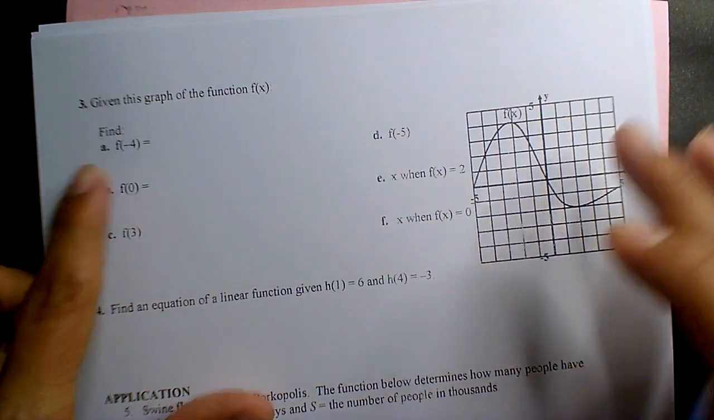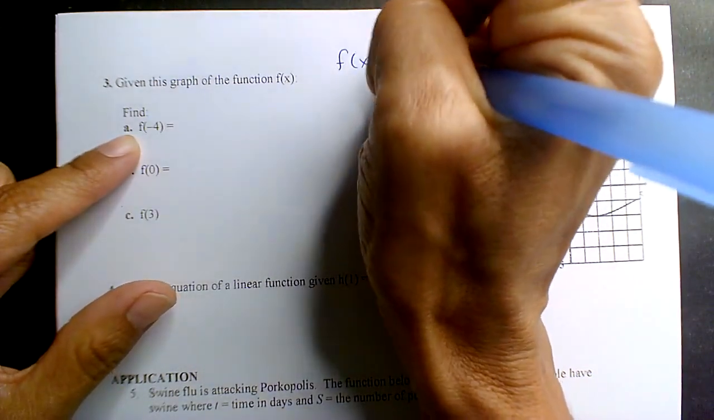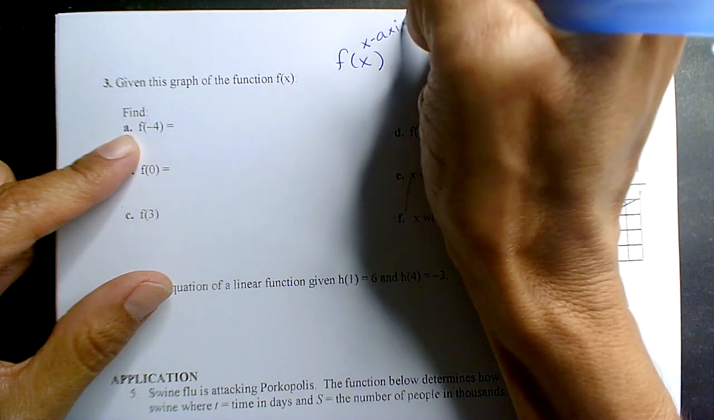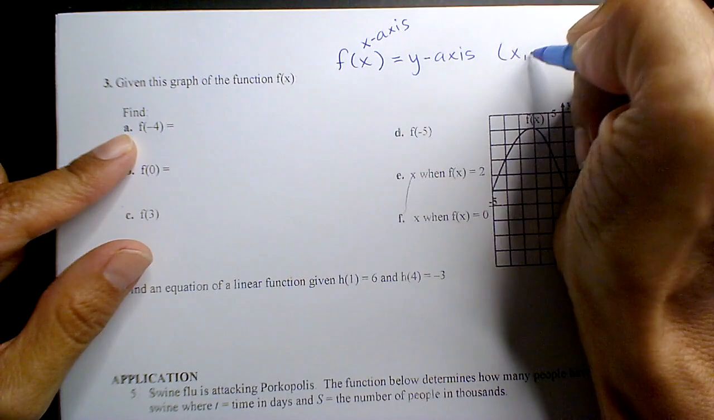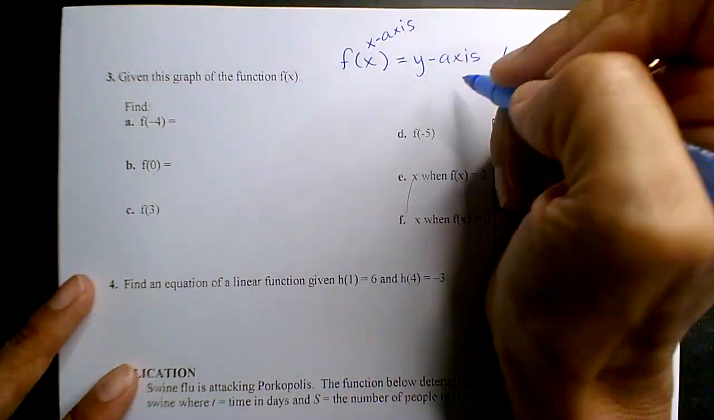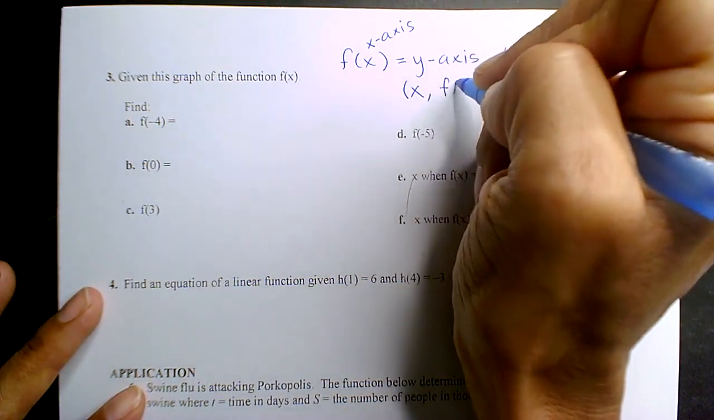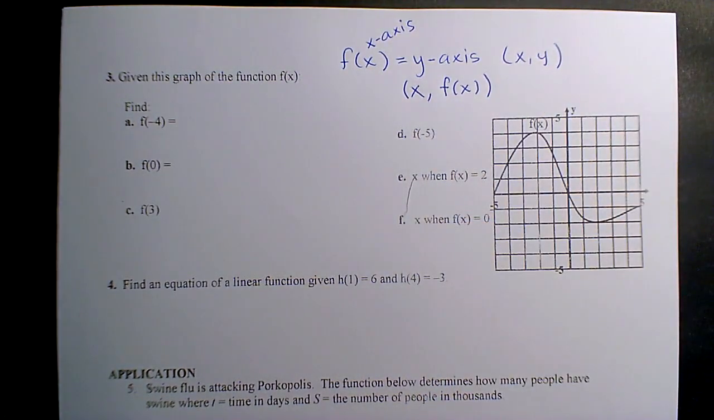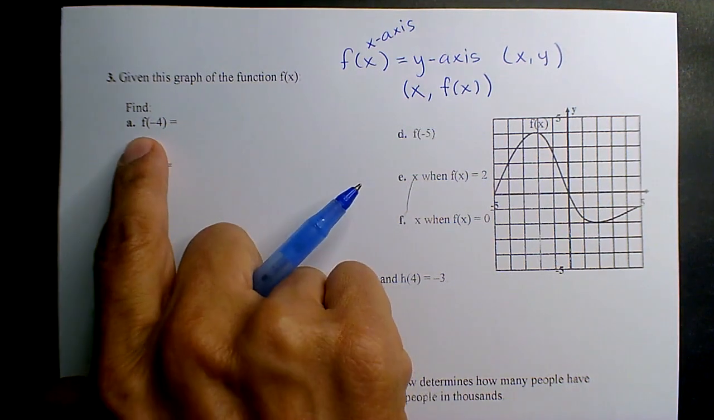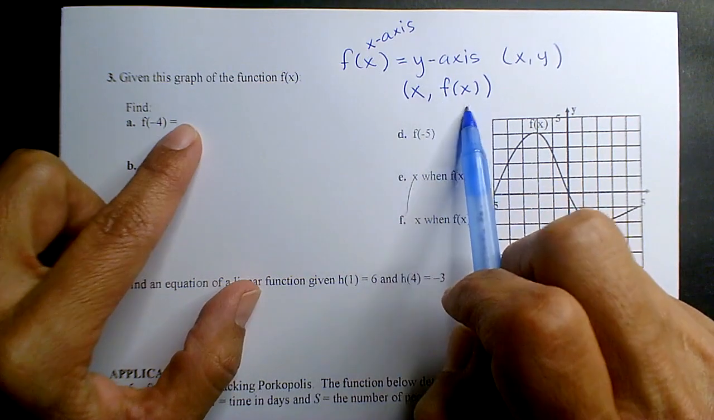So if you're looking at f of -4, remember your input is the x-axis, right? This is your input, and then what it's equal to is the y-axis. So every point is x, y, really it's x, f of x, right? That's kind of how the coordinates work. So if you have f of -4, that's -4, so what's the y value?